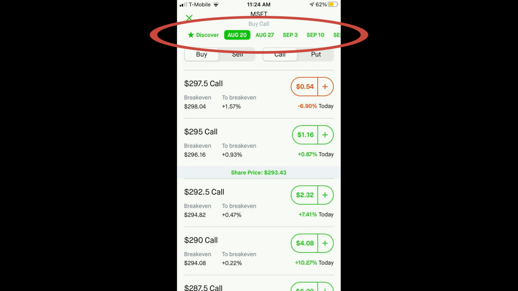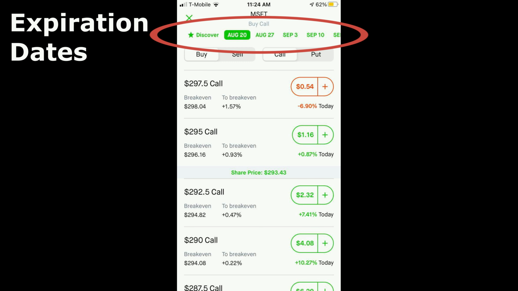On the top of the screen are different dates. Some are coming up pretty soon. This first one is this Friday. The next one is next Friday, and so on. You see different tabs appear weekly. That means that this Microsoft stock has weekly options. These different dates are known as the expiration dates, and it is exactly as it sounds. This date is the date that your contract expires.